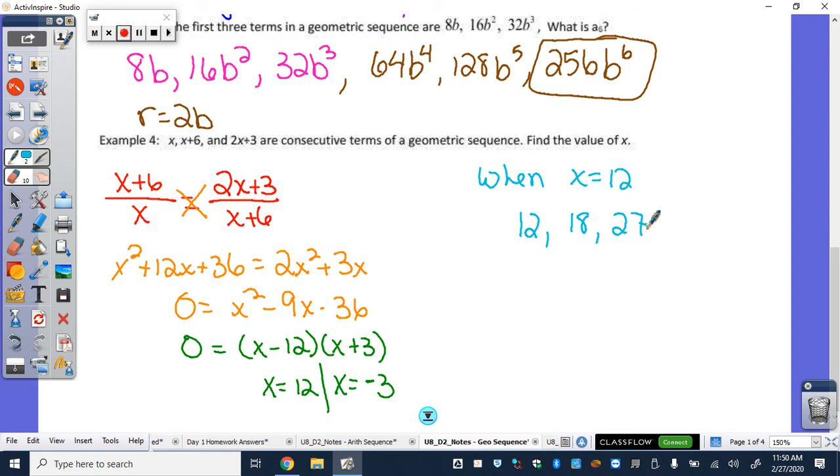So then 18 over 12, what does that reduce to? 3/2. 27 over 18, 3/2. So it works. So x being 12, that's a viable answer. We get to keep that one.